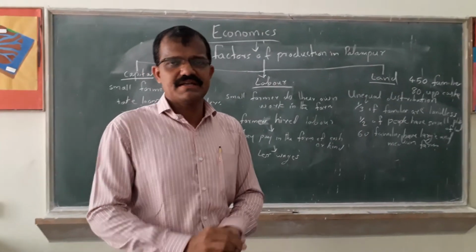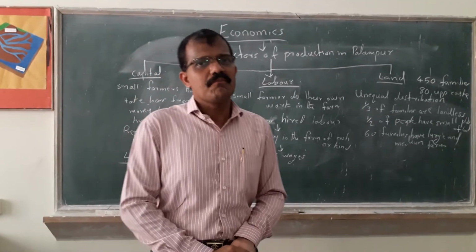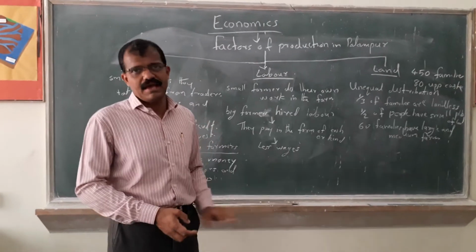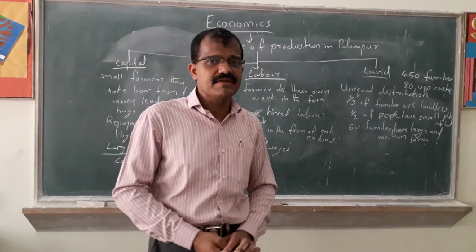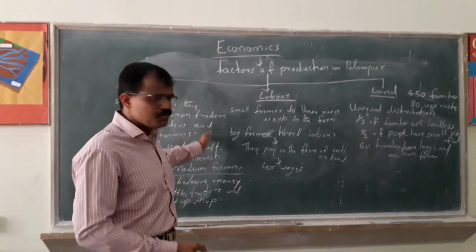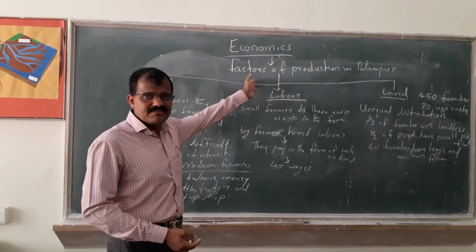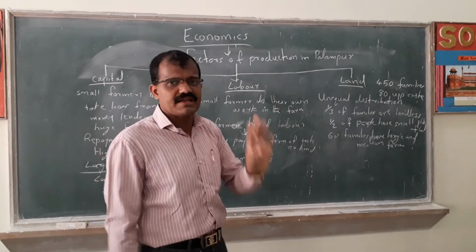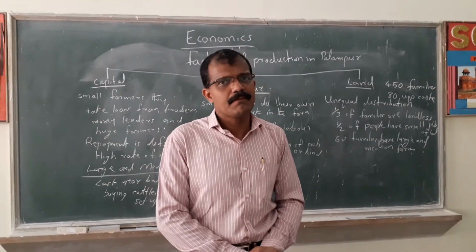This is the economic condition: the farmers who have more land possess all the facilities and have enough capital. But the small farmers mainly depend upon loans and the kindness of the huge farmers. Now, once again coming back to our topic, the factors of production in Palampur. How are the factors of production arranged in the village of Palampur?